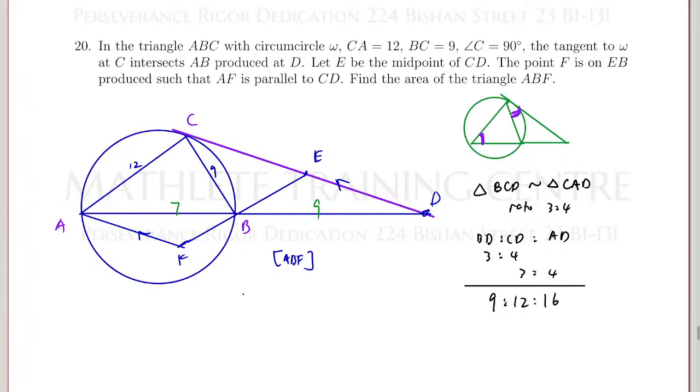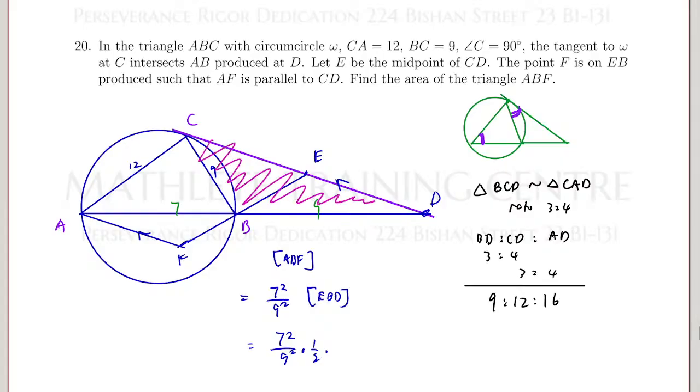So the area of triangle ABF is going to be 7 squared over 9 squared of EBD. And EBD is in fact going to be half of CBD, right? Because of the fact that E is the midpoint. So 7 squared over 9 squared times half. And now I need to find this area.